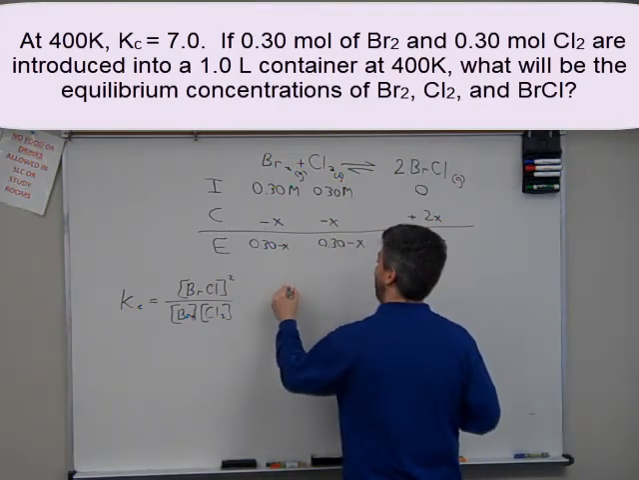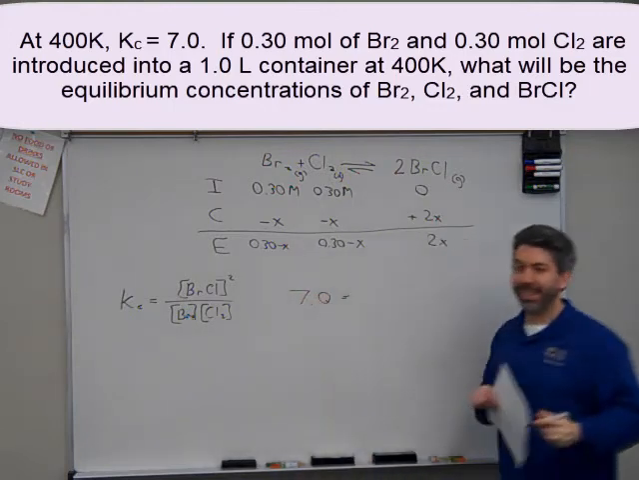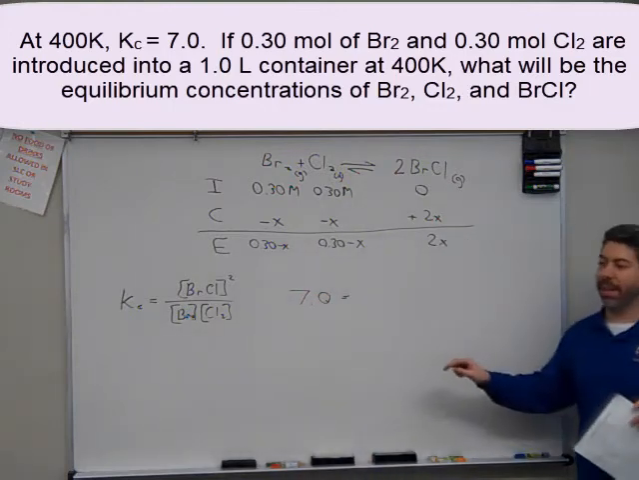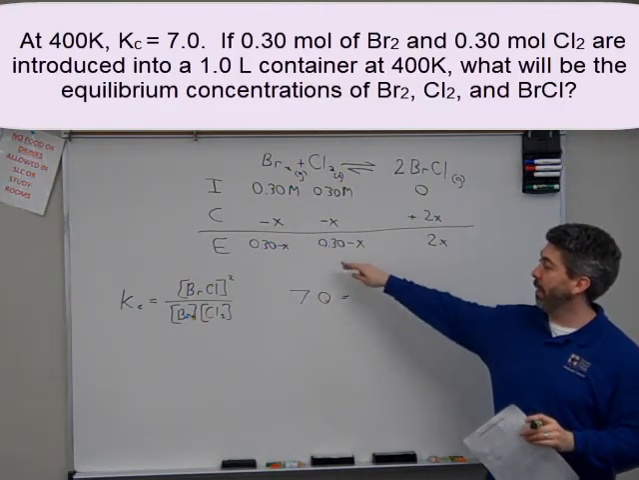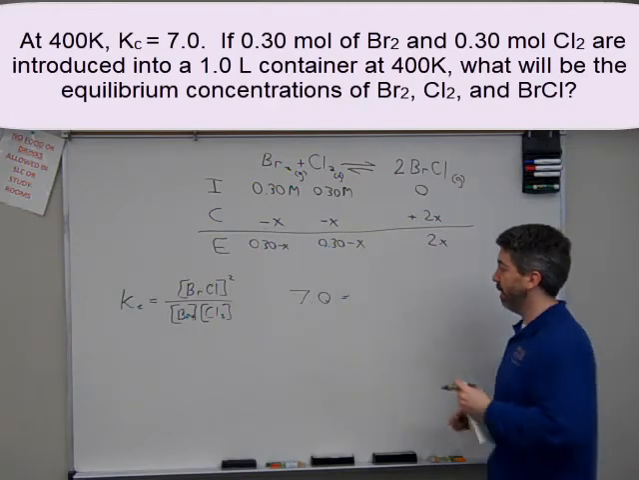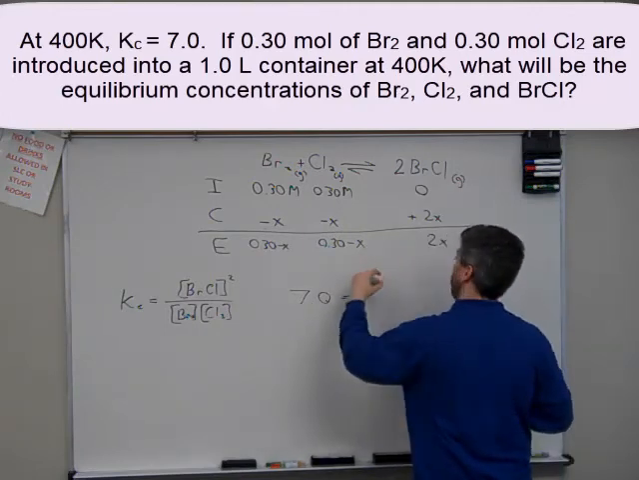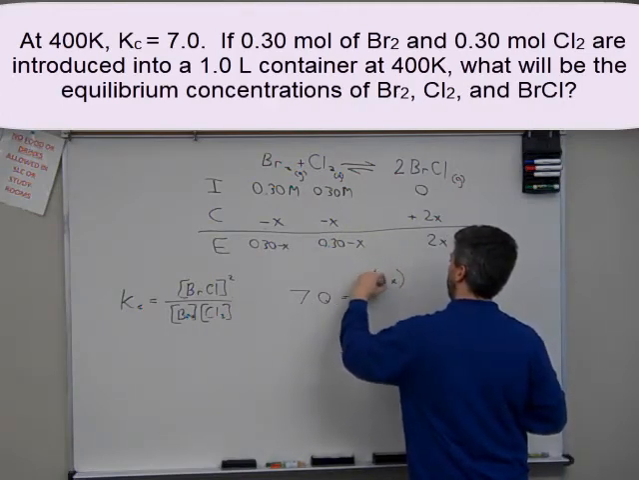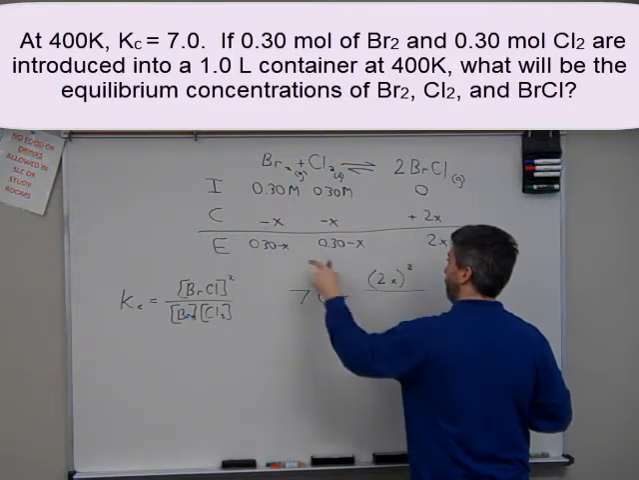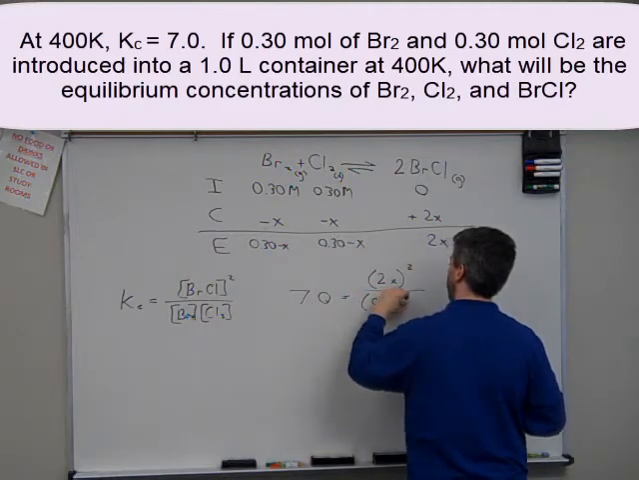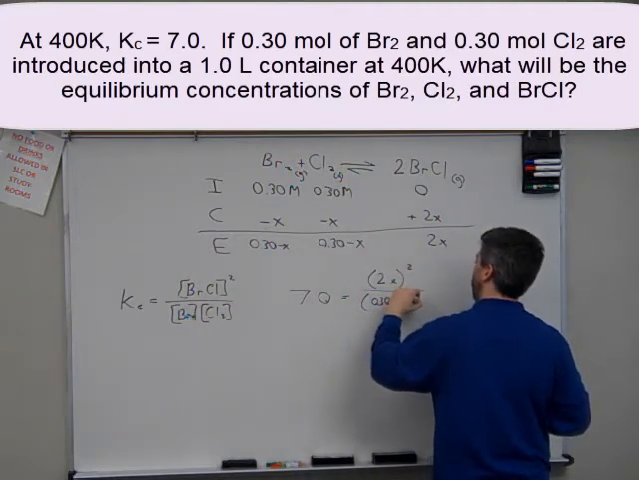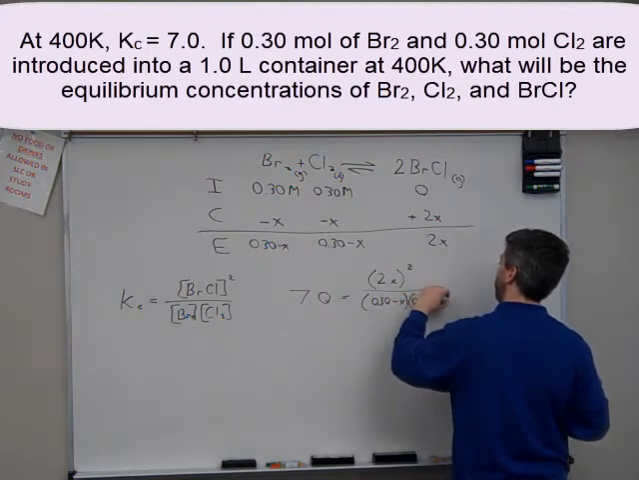Alright, so 7.0 is the value. I plug in my value for Kc, and then I plug in my equilibrium values and solve for x. For BrCl, this is going to be 2x, raised to the squared power, and on the bottom I have 0.30 minus x, times 0.30 minus x.